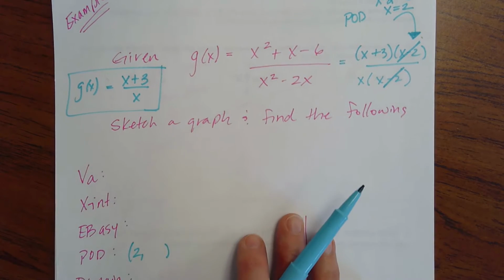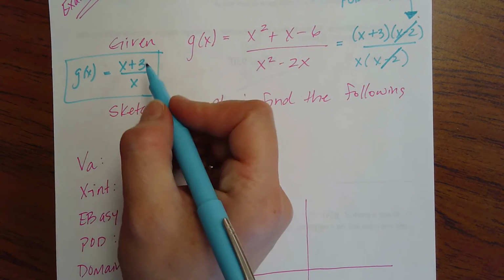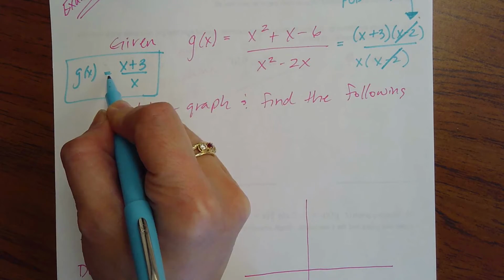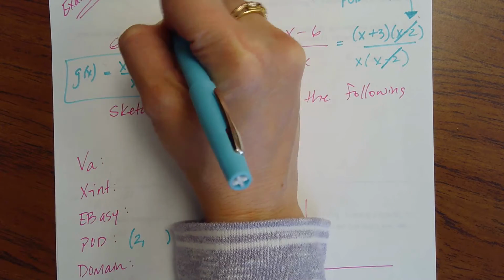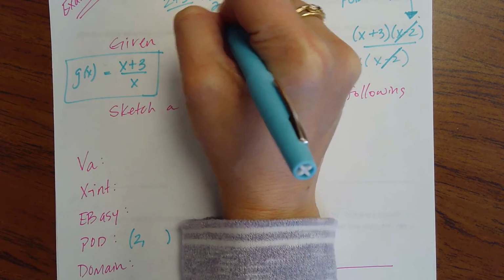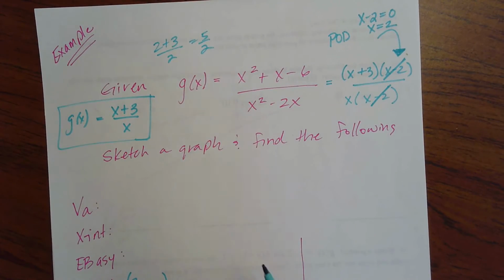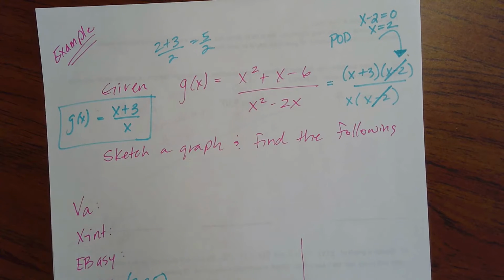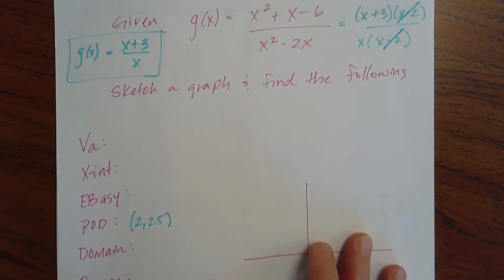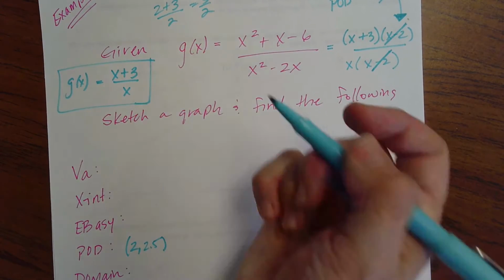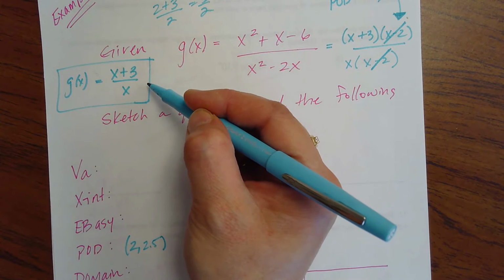All right, so let's do the point of discontinuity. We know our x value is 2. So all we're doing, this is like saying y equals, just plug in 2 for x. So I would get 2 plus 3 over 2, so I would get 2.5. All that means is I'm going to have a hole in my graph. So when I sketch the graph, I'm just going to put a hole in my graph at that point.